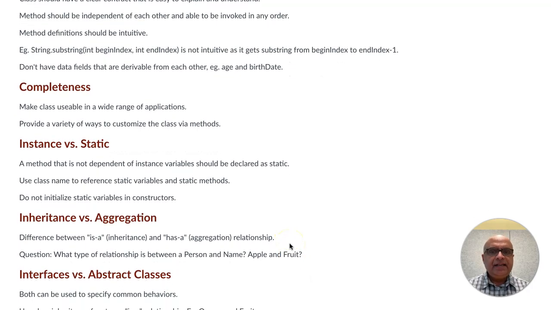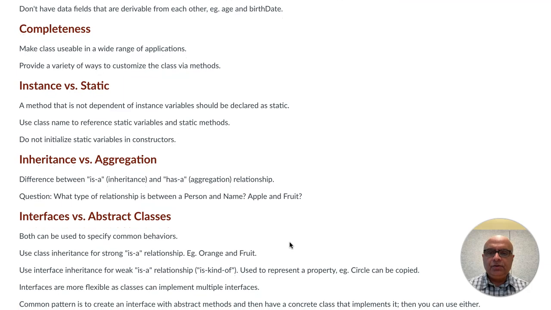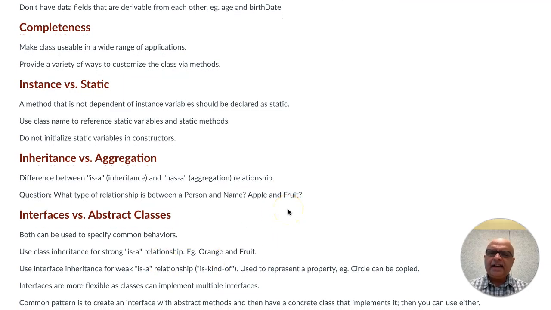Okay, interfaces and abstract classes. These can also be very confusing. Both are used to specify common behaviors, right? Now, classes have inheritance, which is an is a relationship, like orange is a fruit, right? Whereas interface inheritance is a weak relationship. It's used to represent a property of something. So, for example, a circle might have a property that is copyable, right? It is clonable. Interfaces are more flexible than classes because you can implement multiple interfaces, but you can only inherit from one other class, right?